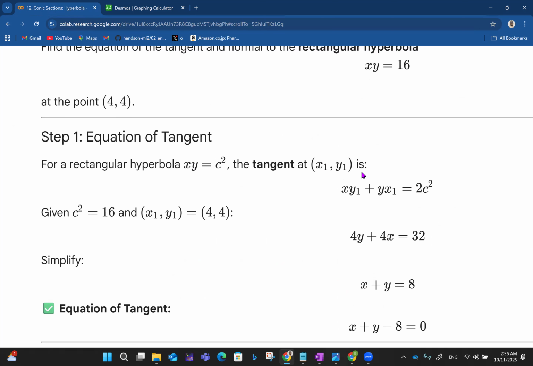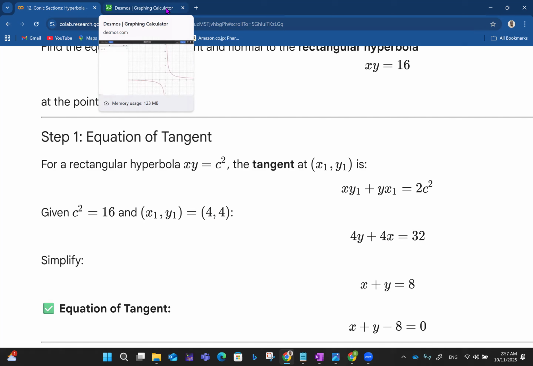The tangent at (x1, y1) is x y1 plus y x1 equals 2c squared, right? That's when you differentiate now. So given c squared equals 16, (x1, y1) is (4, 4). So 4x plus 4y equals 2c squared. c squared is 16, times 2, that's 32. Divide through by 4, you have x plus y equals 8. So the equation of the tangent is x plus y minus 8 equals 0.